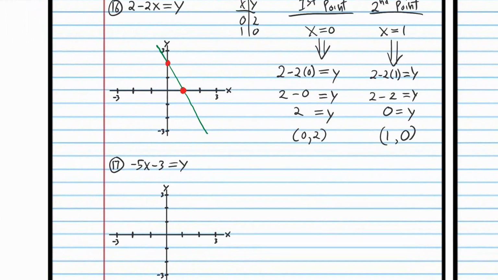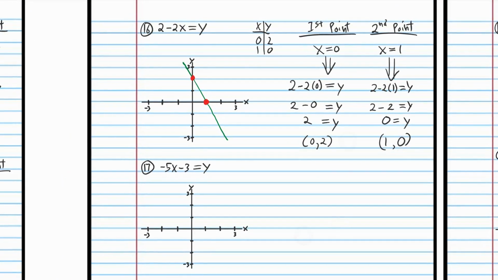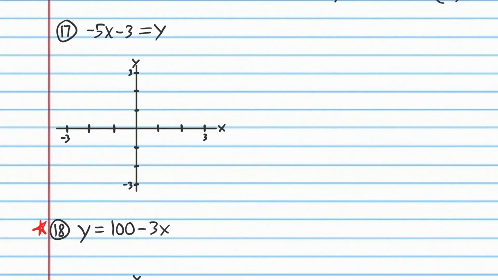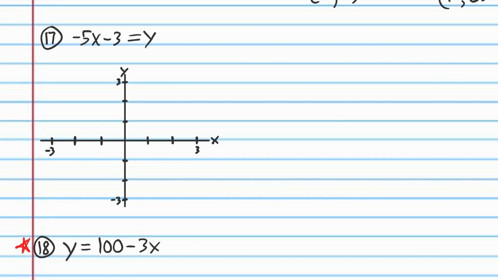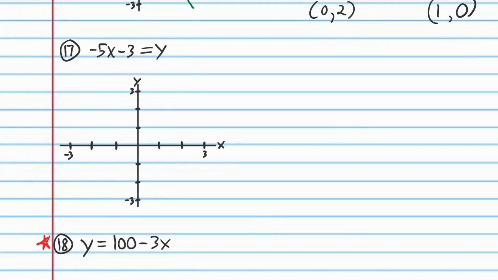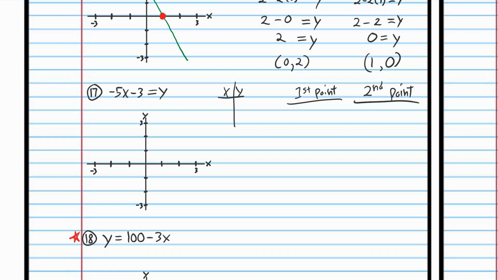All right, so on to number 17. If you got that graph, good job. Try number 17, and when you come back, we'll do it together. All right, we're back. So let's see, y is isolated, so it's better to plug in x. So I'm going to try the good old 0.